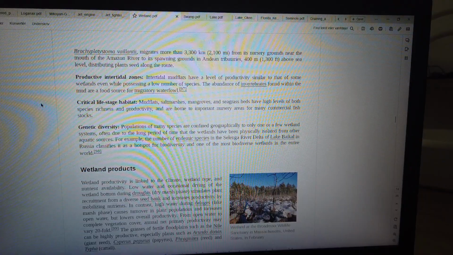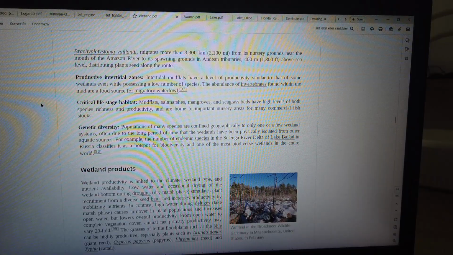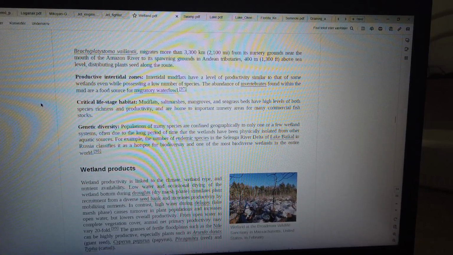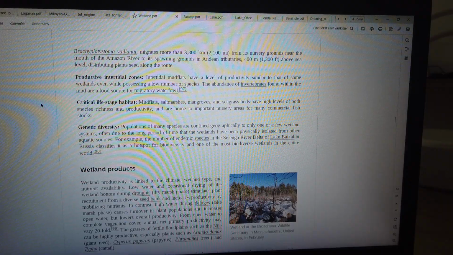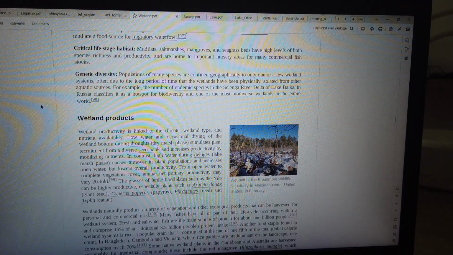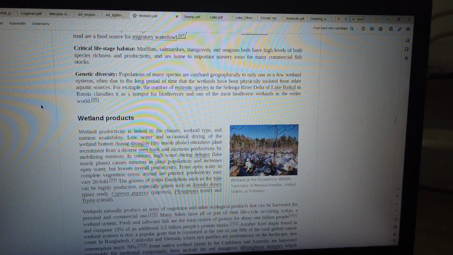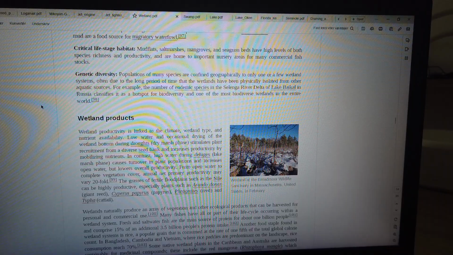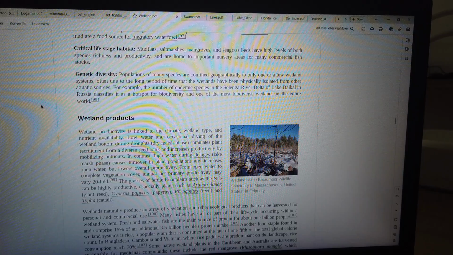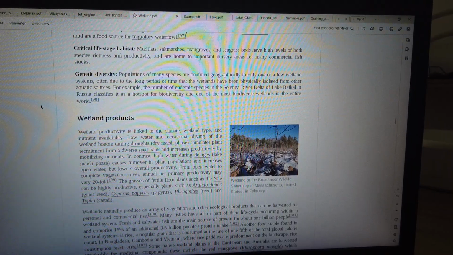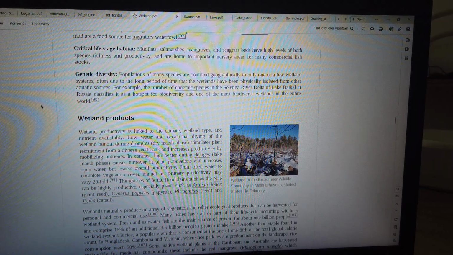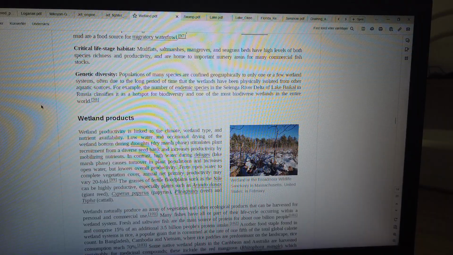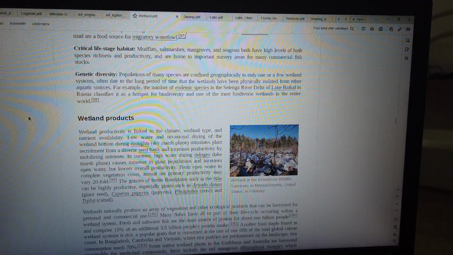97. Critical life stage habitat. Mudflats, salt marshes, mangroves, and seagrass beds have high levels of both species richness and productivity, and are home to important nursery areas for many commercial fish stocks. Genetic diversity. Populations of many species are confined geographically to only one or a few wetland systems, often due to the long period of time that the wetlands have been physically isolated from other aquatic sources. For example, the number of endemic species in the Selenga River delta of Lake Baikal in Russia classifies it as a hotspot for biodiversity and one of the most biodiverse wetlands in the entire world.